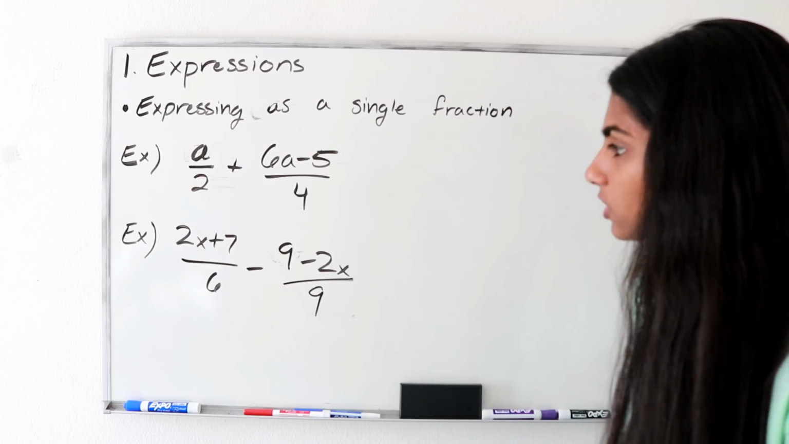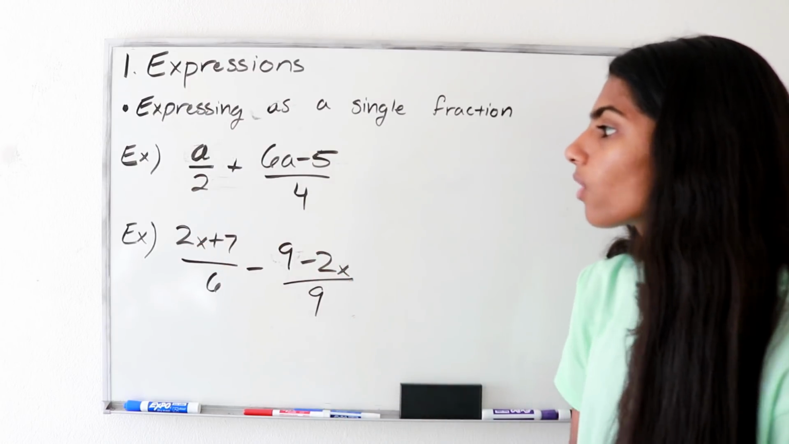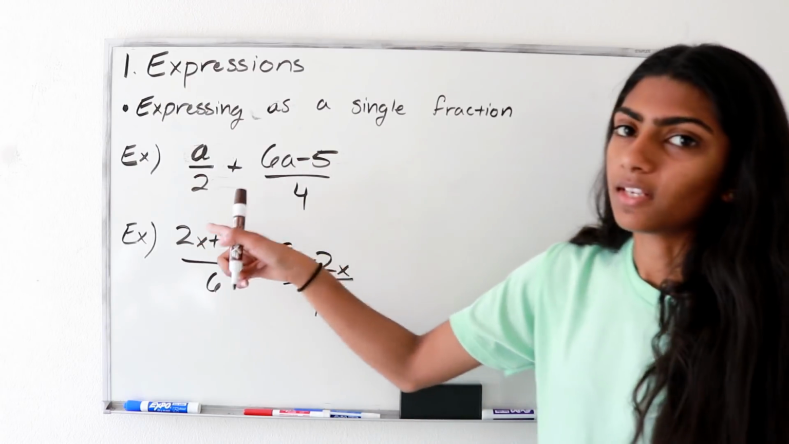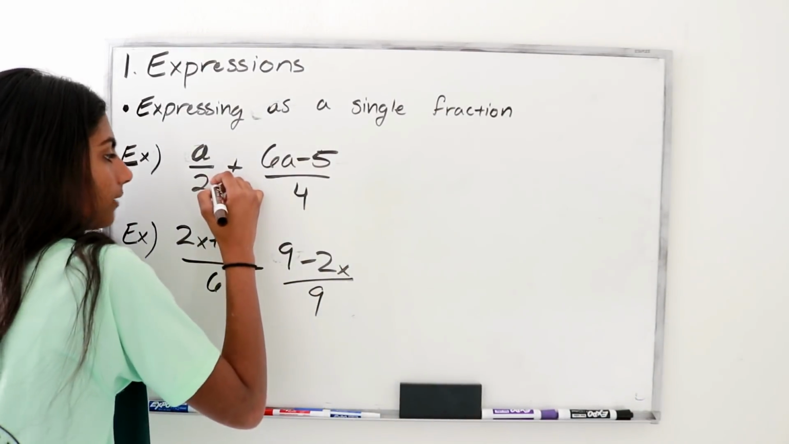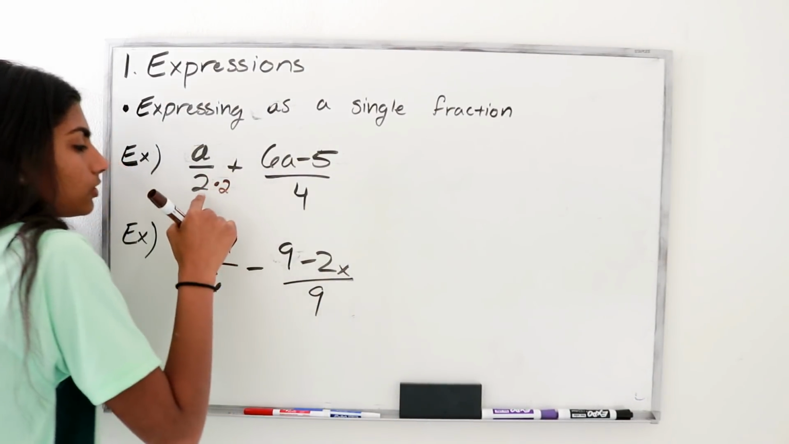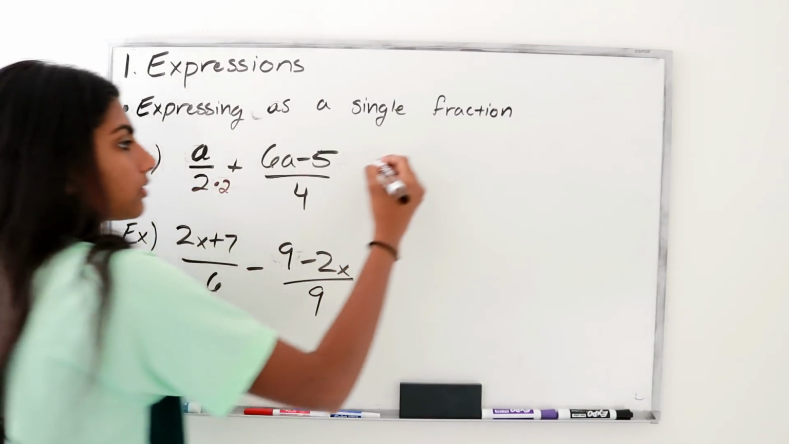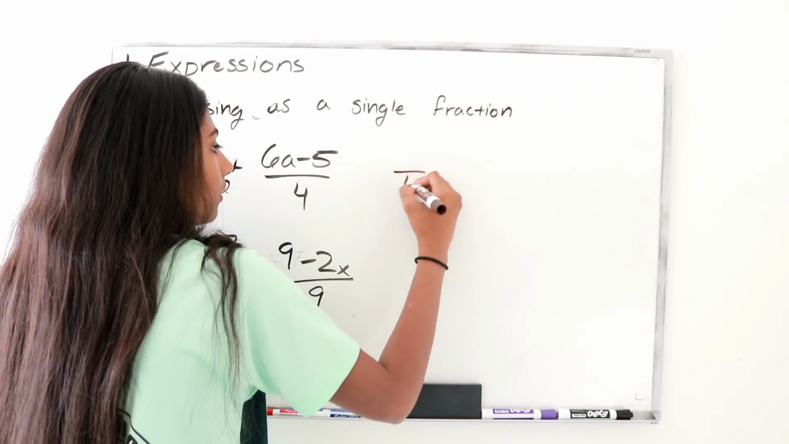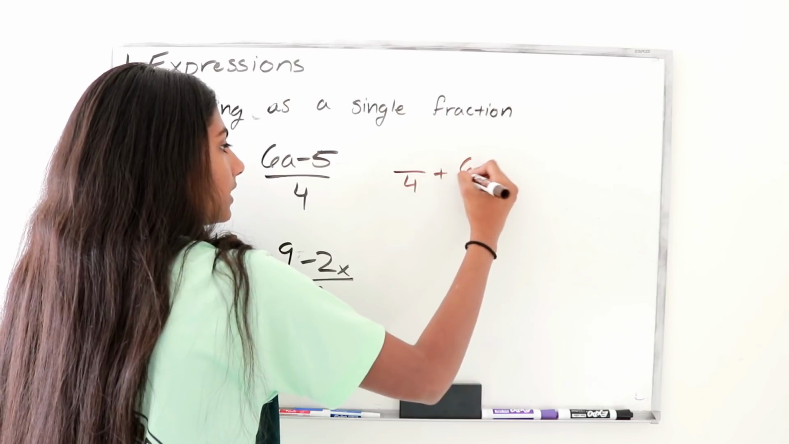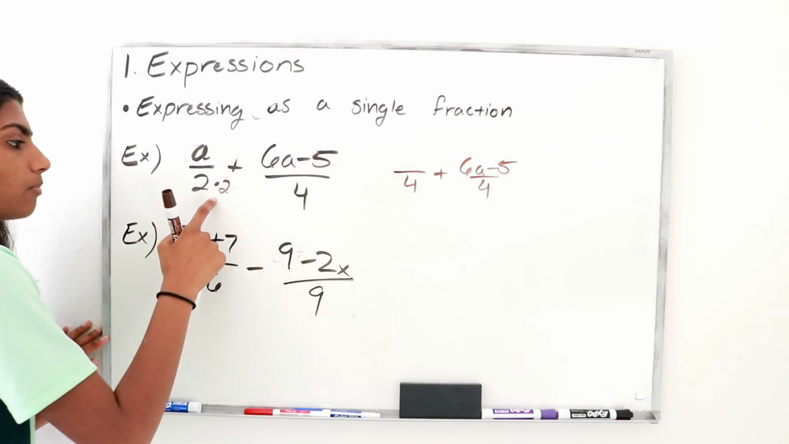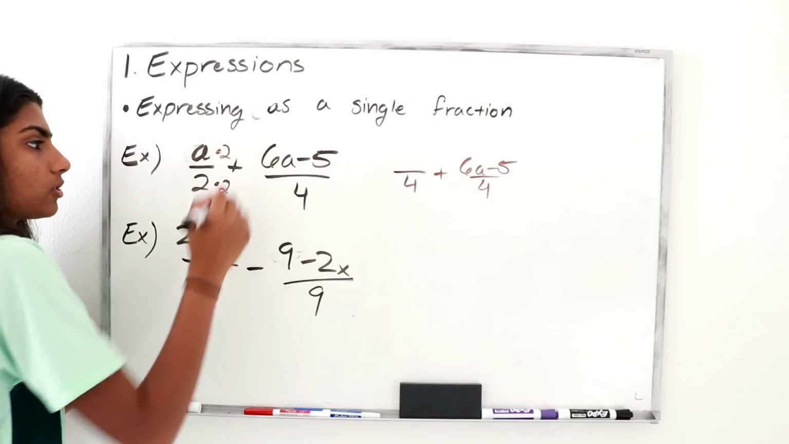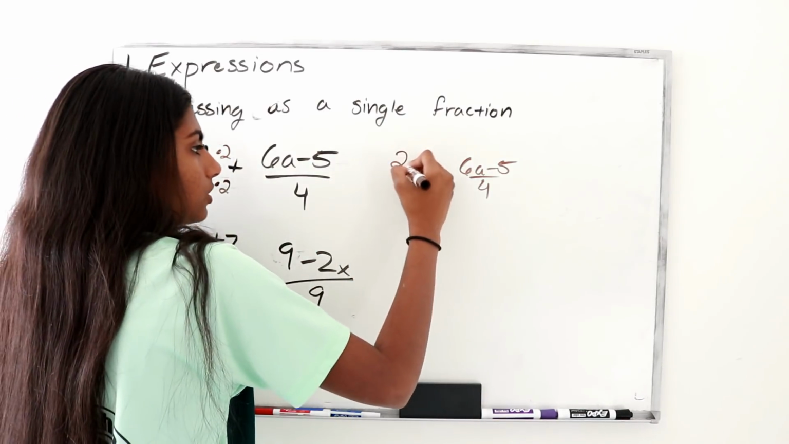So, first thing we can do is try to turn this 2 into a 4, or 4 into a 2, but I think making 2 into 4 is easier. So, what you're going to do is multiply by 2. So we get 2 times 2, which is 4. So I can rewrite this as over 4 plus (6a minus 5) over 4. And remember, whatever we do to the bottom, we have to do to the top. So multiply the top by 2, and we get 2a.